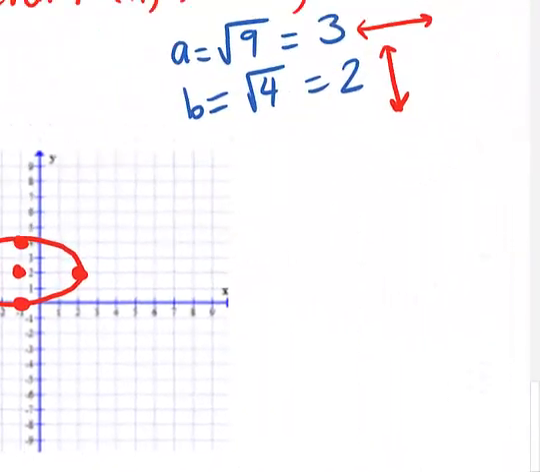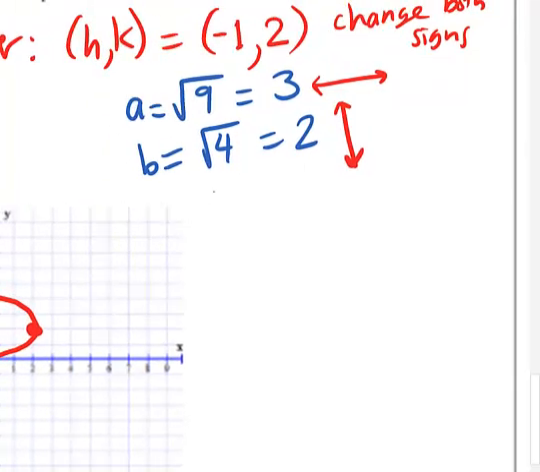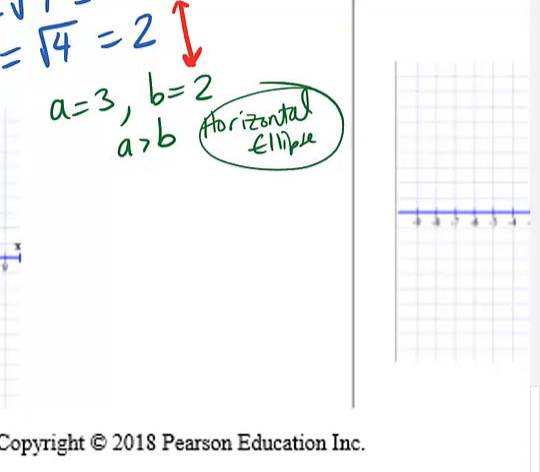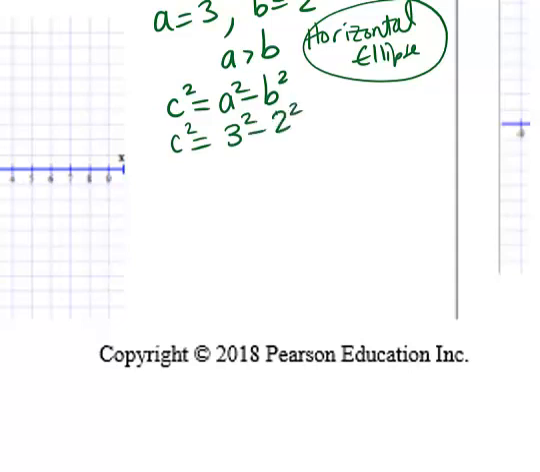So, okay, let's determine first if this is going to be a horizontal or vertical ellipse. Well, it depends on which one's bigger. A is 3 in this case, b is 2. That means a is bigger than b, and we know that means it's a horizontal ellipse. Okay, so we can find the foci, but we first need to determine what c is. C squared, same equation that we saw from the previous objectives. C squared should be a squared plus b squared. C we don't know, but a is 3 and b is 2. So this should tell me what c is.